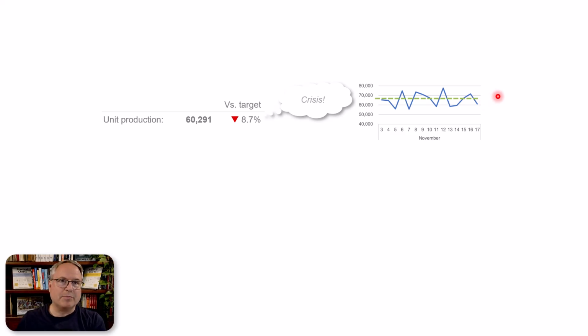It's 8.7% below target one day. It'll be like 12% above target the next day, and 5% below the one after that. And none of that really requires attention. But this indicator really made it look like it did require attention. And so this is kind of wrong, right?